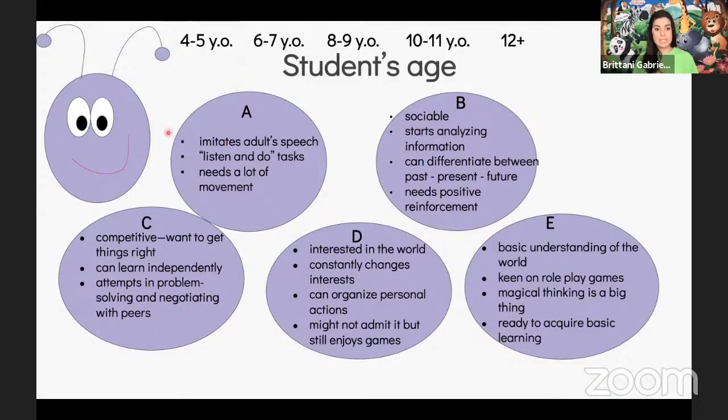Do they imitate adult speech? Are they sociable? Are they competitive? Are they interested in the world? Or do they have a basic understanding of the world? Try to put the circles in order from youngest to oldest. For example, maybe you think the order should be A, D, C, E, B. Put the letters in order in the chat.